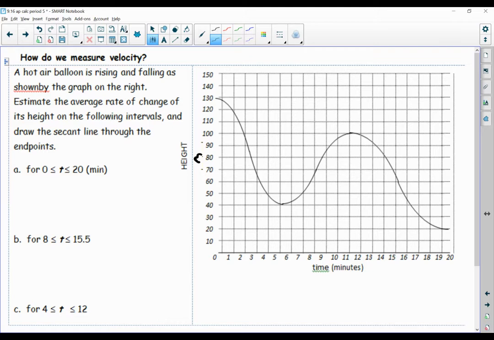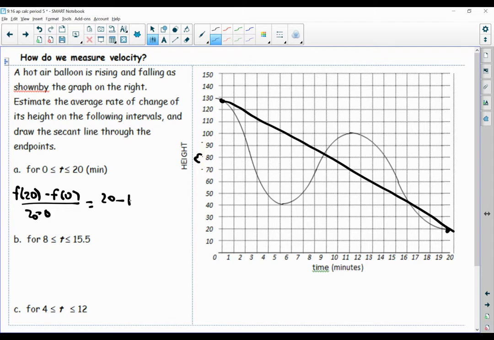Okay, so let's go through what you did while I was on pause. If I want the average rate of change, here we're going to do f of 20 minus f of 0 over 20 minus 0. So f of 20 is right here. f of 0 is right here. The secant line would be this line. I can see here if I estimate that, I have about 20 minus, I don't know, we'll go 127 over 20, which is negative 107 over 20. I'm going to leave it like that, but I'm going to make sure that I put units on, because they're always going to grade my units in a situation.